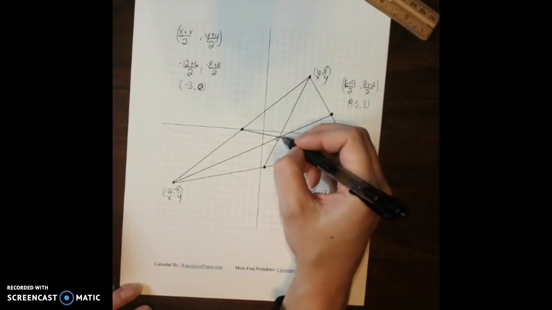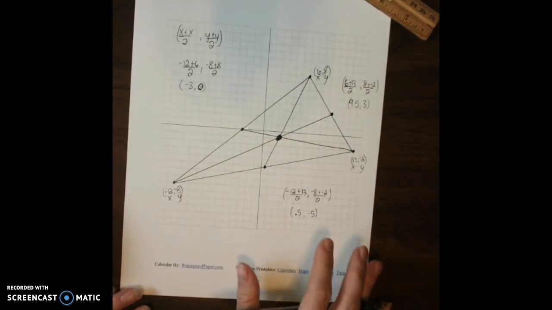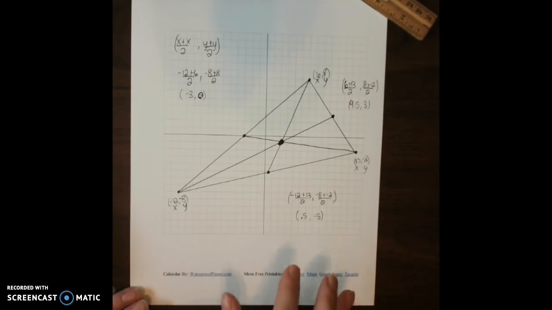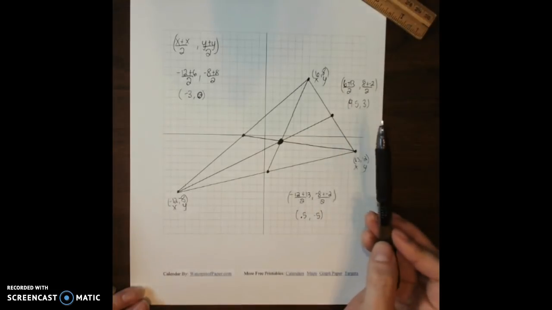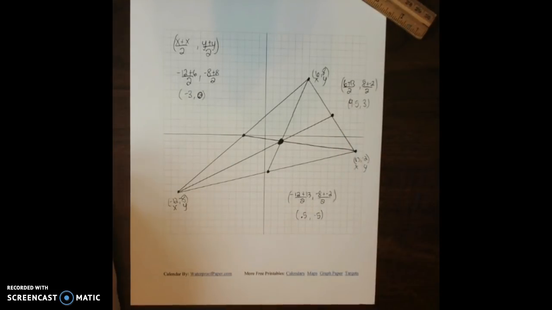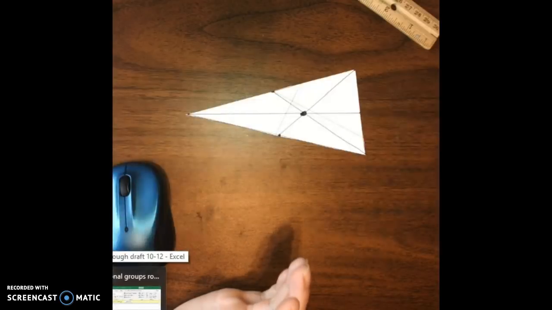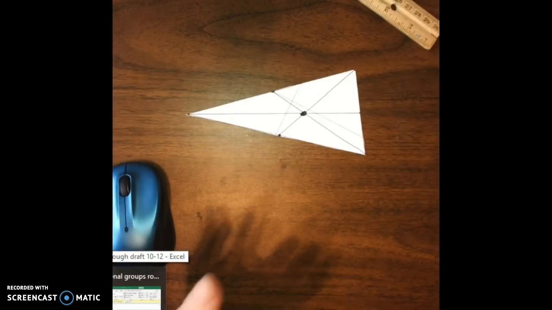Okay, so where those intersect, that is your centroid. Wherever the medians intersect is your centroid. So now I'm going to cut out this triangle and I'm going to try to prove to you that it is the center of gravity. Okay, so I have it cut out. So this is the moment of truth.